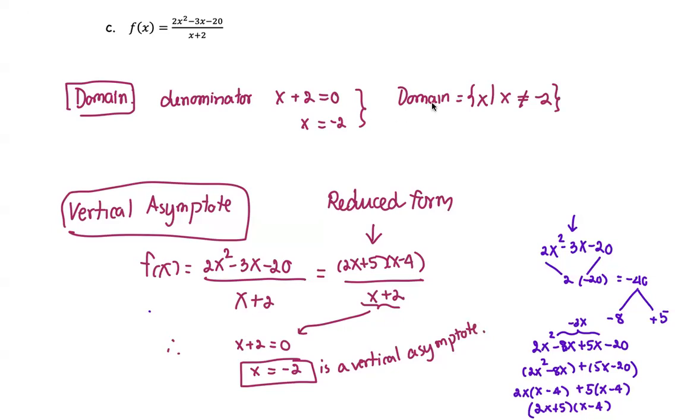To wrap up, the domain is x not equal to negative 2, and the vertical asymptote is x equals negative 2.